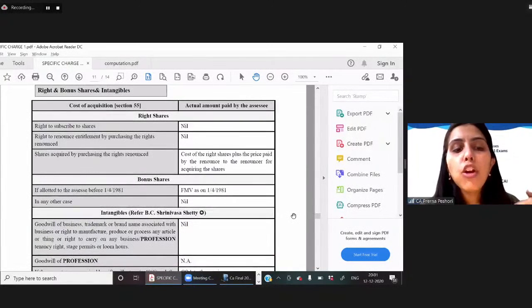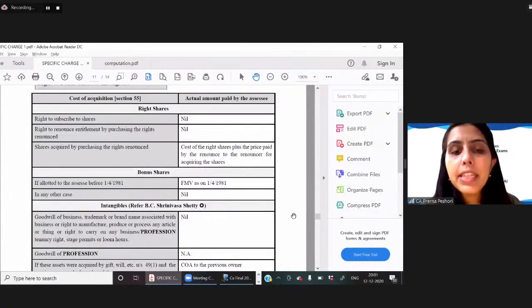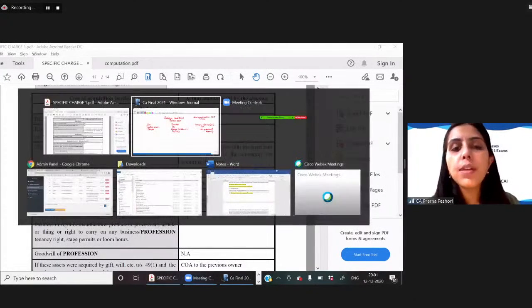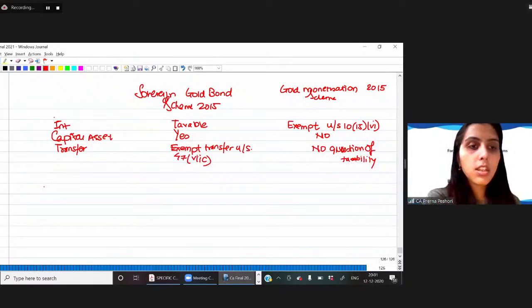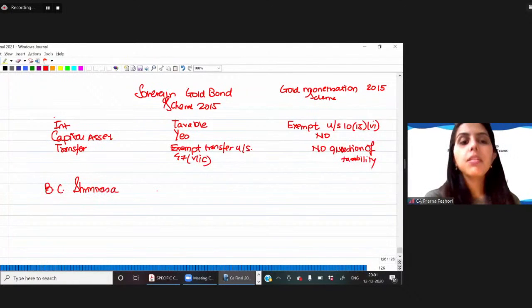Intangibles, goodwill of business, trademark or brand name associated with a business and or right to manufacture, produce or process any article or thing, is nil. Goodwill of profession is not applicable. There is an important judgment of B.C. Srinivasa Shetty. What does this judgment say?